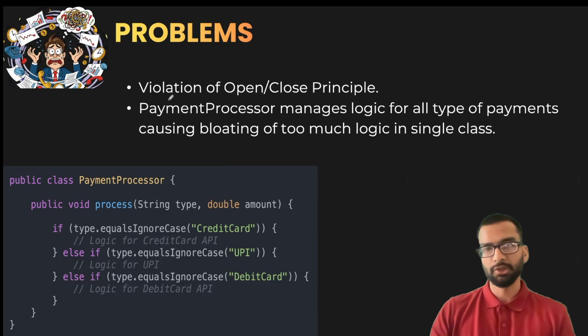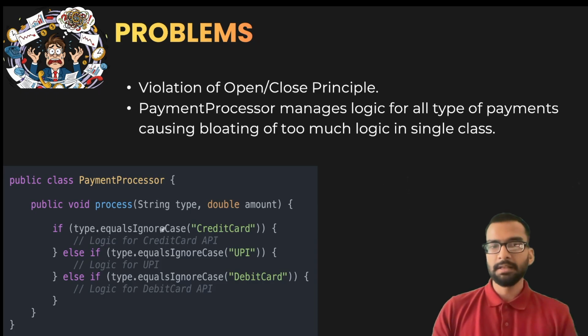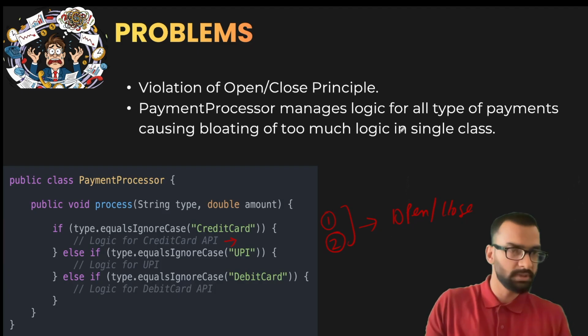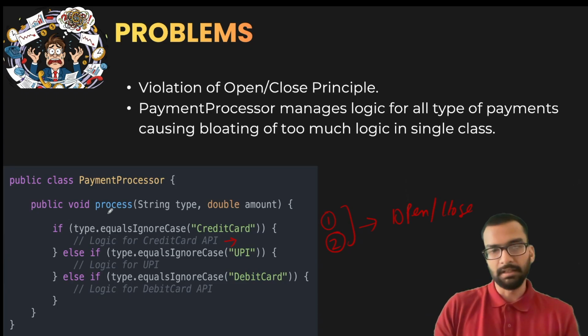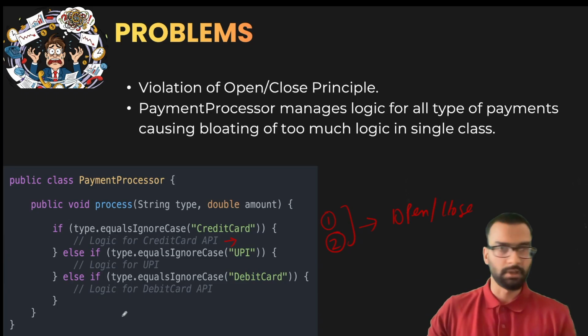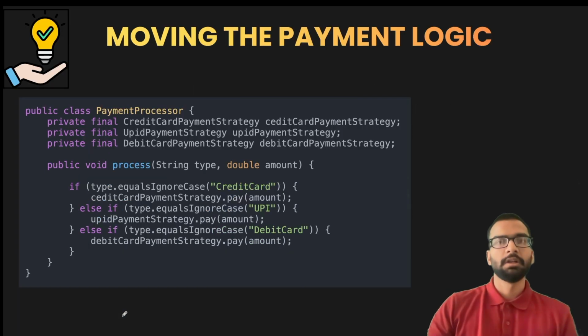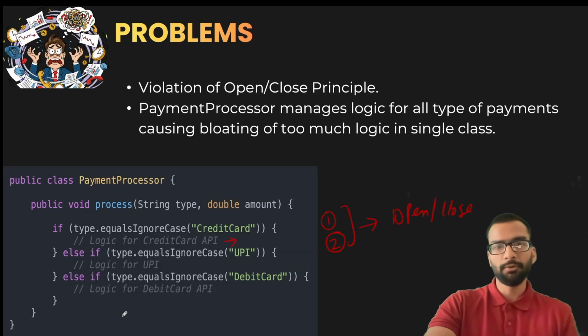One is violation of the open close principle, since even if the logic of credit card changes or it has a new type, in both cases it violates the open close principle. Also, the payment processor manages logic for all the payment types, causing bloating of too much logic into a single class. This is getting longer and longer as we add new payment methods. So now let's see how we can update.